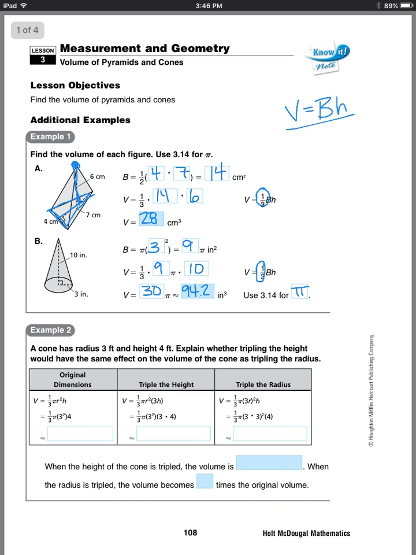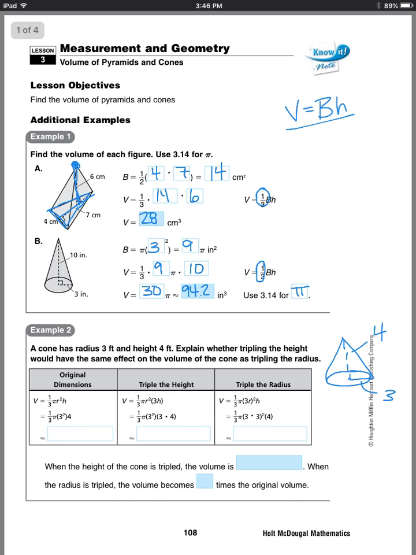A cone has a radius of 3 feet and a height of 4 feet. Explain whether tripling the height would have the same effect on the volume of the cone as tripling the radius. So the cone looks like this, with a radius of 3 and a height of 4. This is like the problem we did yesterday with the juice box. So we take the original dimensions: 1/3, because it's a cone and it's 1/3 of a rectangular prism, pi times 3 squared, because that's the radius, times 4.